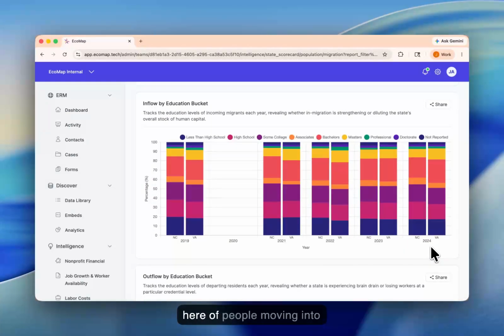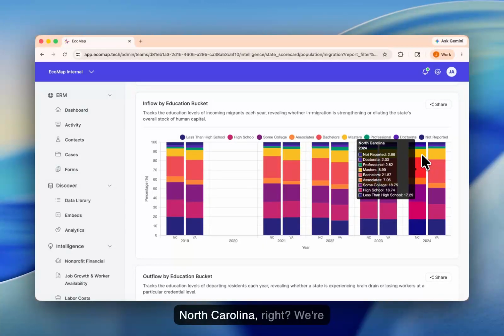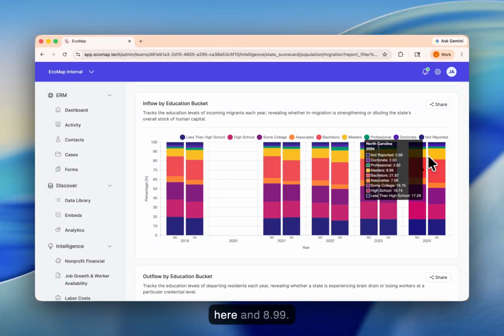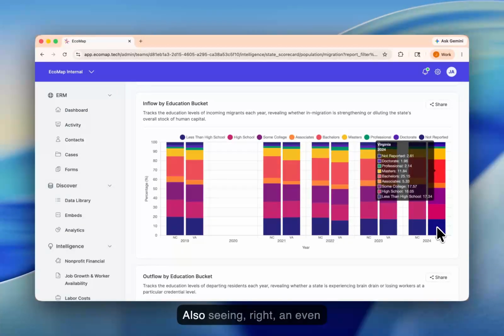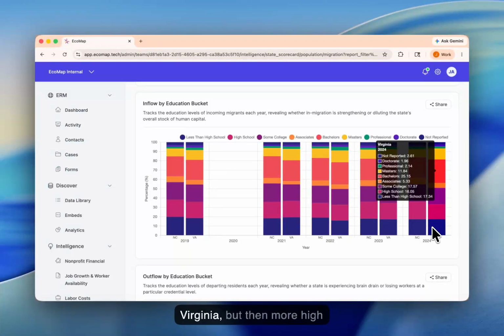So similar thing here of people moving into these states in a given year. This can tell you what's the education breakdown of those people. In 2024, Virginia saw a higher inflow of people with master's degrees than North Carolina, right? We're seeing 11.84 here and 8.99. Also seeing an even split essentially of less than high school educated people moving into North Carolina and Virginia, but then more high schoolers moving to North Carolina than moved to Virginia.